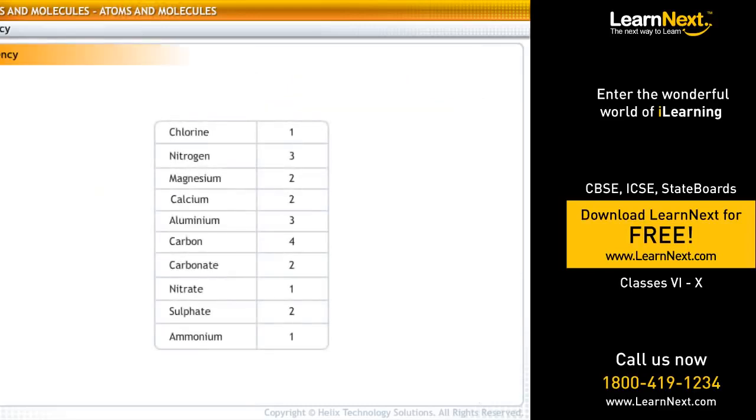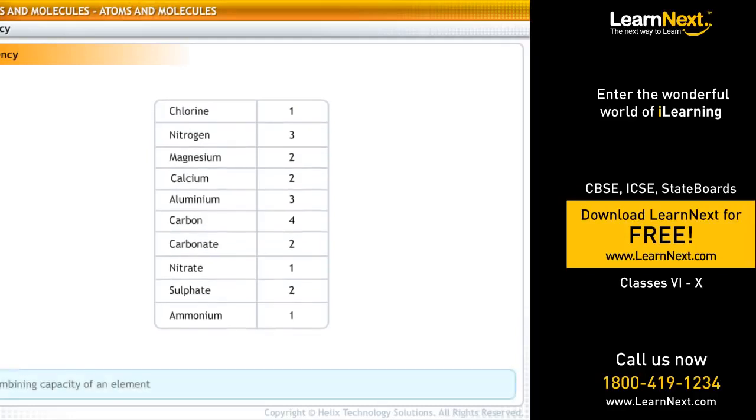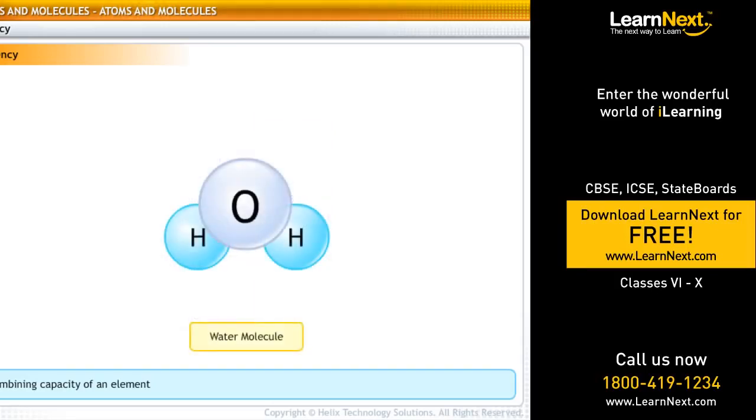We know that atoms of an element combine to form a compound. Every atom has a specific combining capacity. This combining capacity of an element is known as valency. For example, consider a water molecule. It has 2 atoms of hydrogen and 1 atom of oxygen. This shows that the combining capacity of oxygen is 2 and it takes 2 hydrogen atoms.